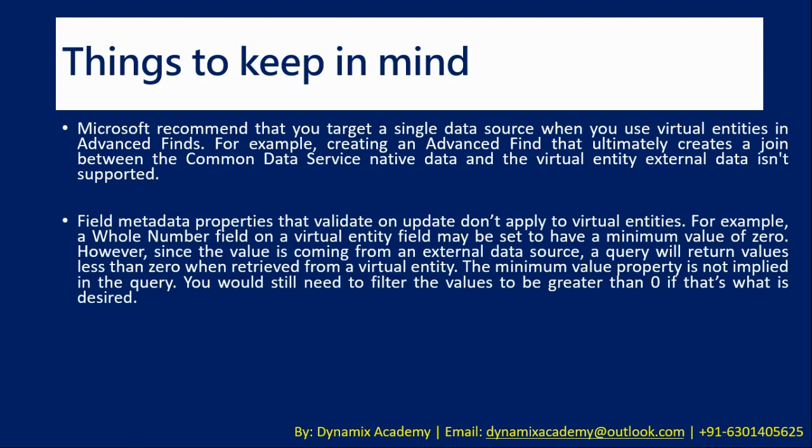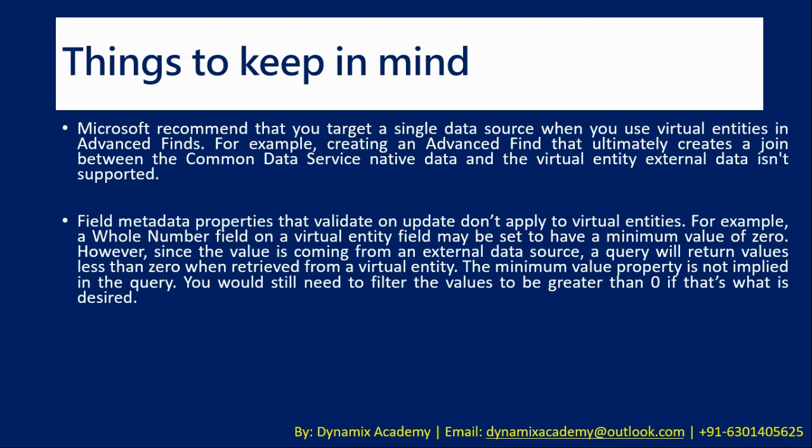Field metadata properties that validate on update don't apply to virtual entities. For example, a whole number field on a virtual entity may be said to have a minimum value of 0. However, since the value is coming from an external data source, a query will return values less than 0 when retrieved from a virtual entity. The minimum value property is not implied in the query. You would still need to filter the values to be greater than 0 if that is what is desired.